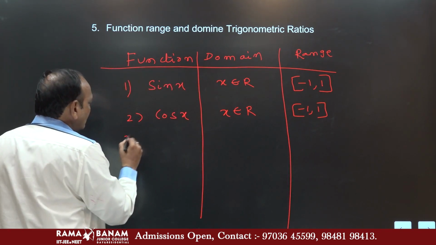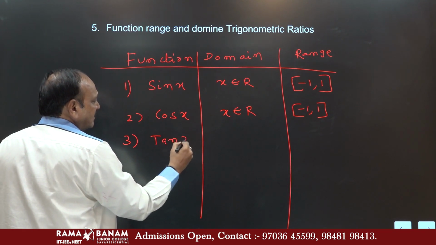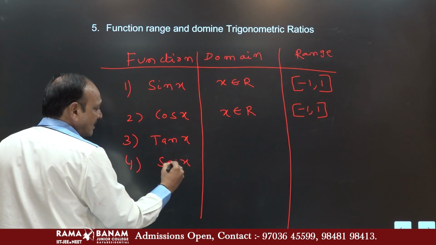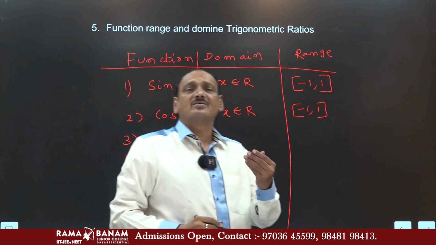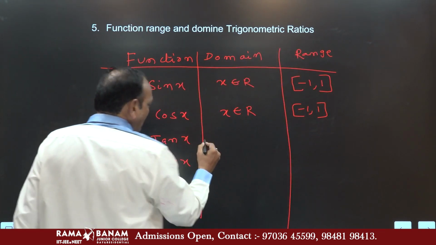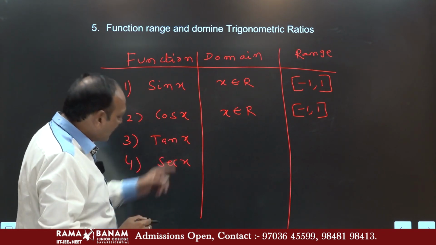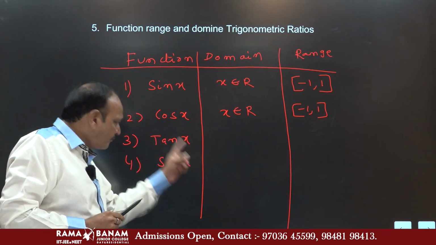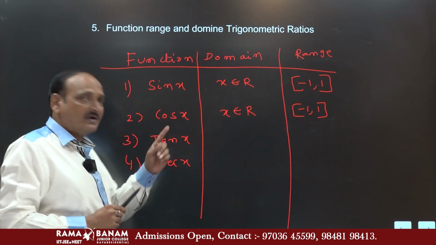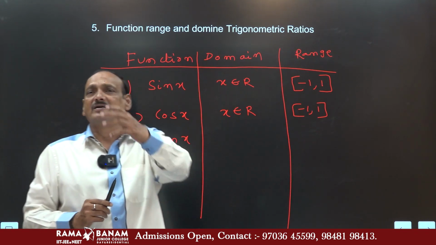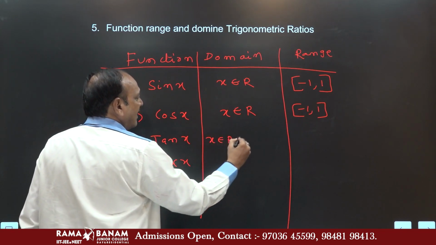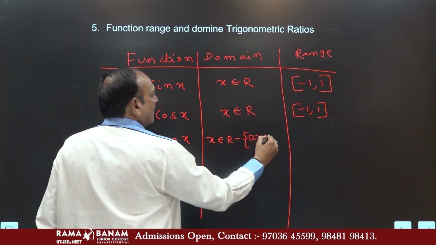And the third one was tan x. I am writing it very simply, logically: tan x, and again I am taking secant x. Why am I taking it like that? Because 1 plus tan square x is equal to secant square x, so they should have the same domain. That means tan 90 is not defined, tan 270 is not defined, tan 450 is not defined. Similarly, secant 90 was not defined, secant 270 was not defined, and secant 450 degrees is also not defined. So I am writing the domain as x belongs to R except odd multiples of 90 degrees.